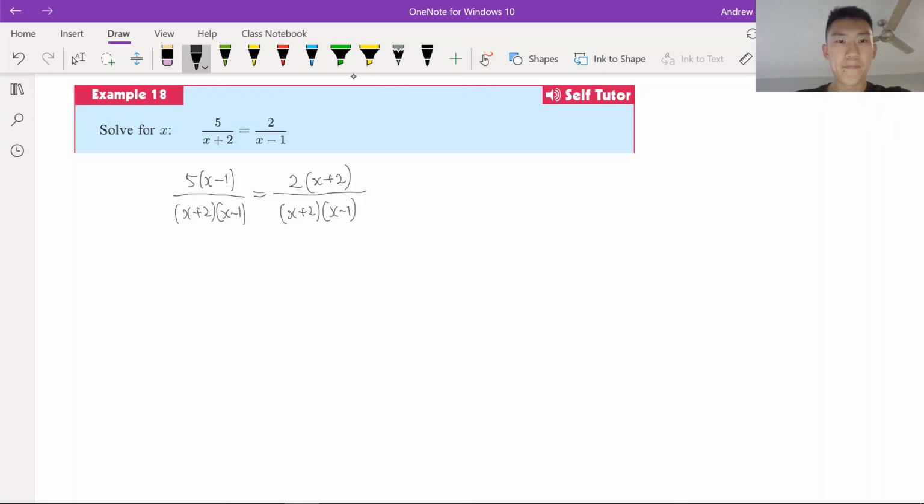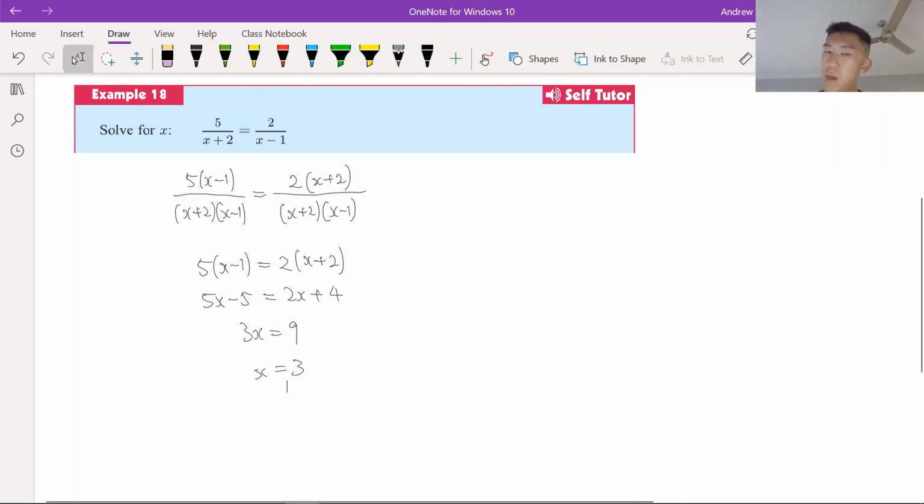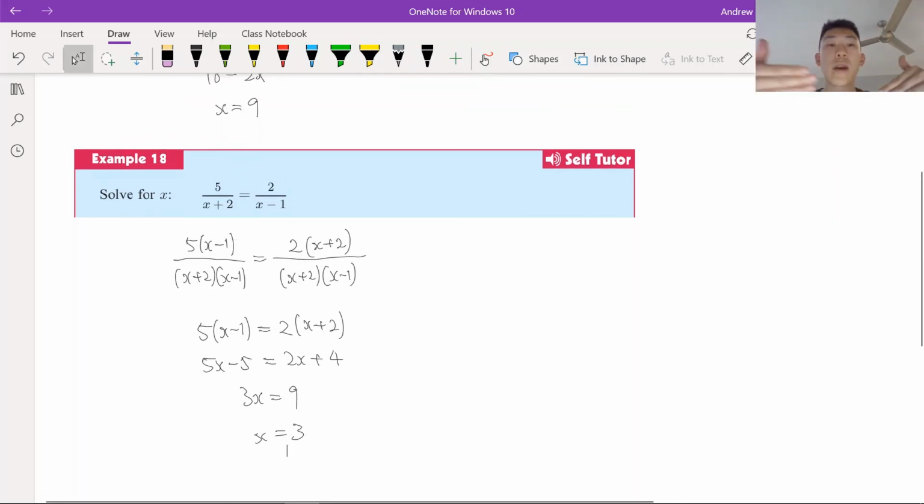And look, it was probably quicker if we just multiplied the denominators to the opposite numerator, because that's exactly what we get. Now that the denominators are the same, the numerators are equal. So we get 5x minus 5 equals 2x plus 4. Solve for x: 3x should equal 9, so x equals 3. Nice quick one for you. It's something you already know how to do, but I'm just showing you another way of doing it.